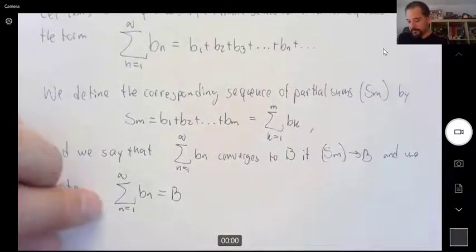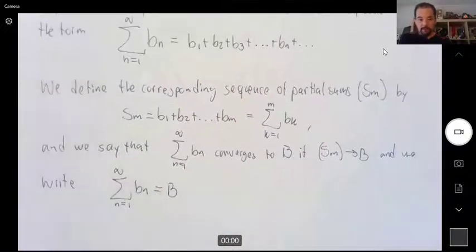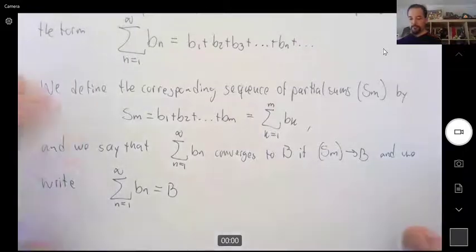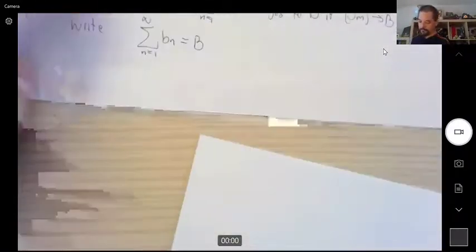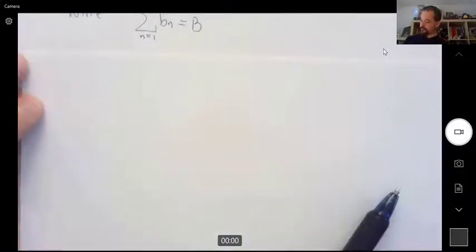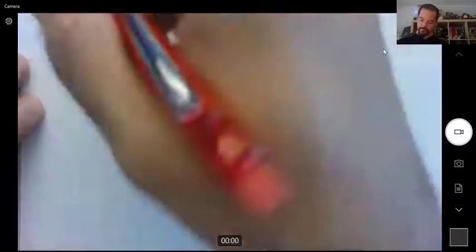We write that the sum of the Bn's equals B, right? Okay, so we'll do a few examples and then a nice criterion to check for many series. So the first one is one that you probably have seen. For sure, you should have seen it. So it's going to be the sum of the reciprocals of the squares.